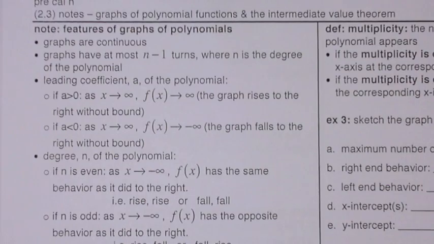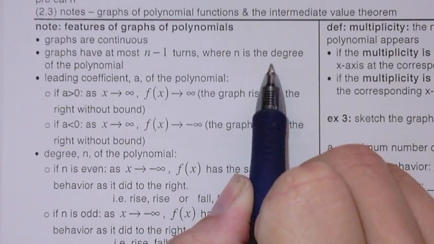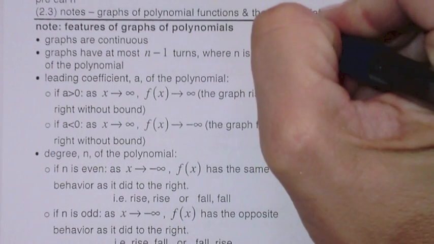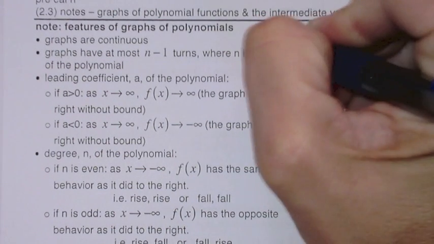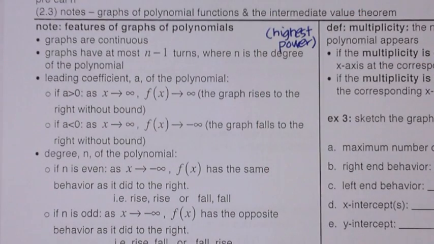They have at most n minus 1 turns, where n is the degree of the polynomial. Another way to put degree is to say the highest power. So whatever the highest power is, you take that and subtract 1, and that's the number of turns the graph can have. At most. It cannot have more than that, but it can have less than that.